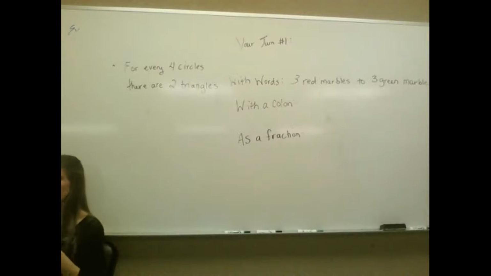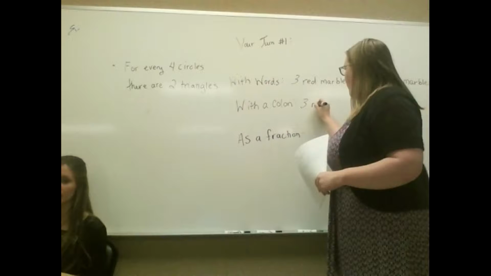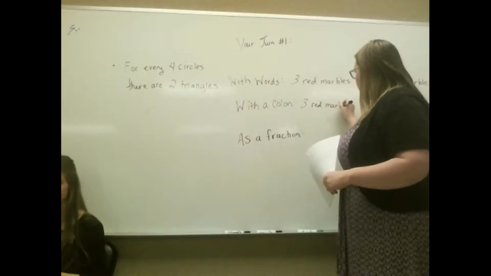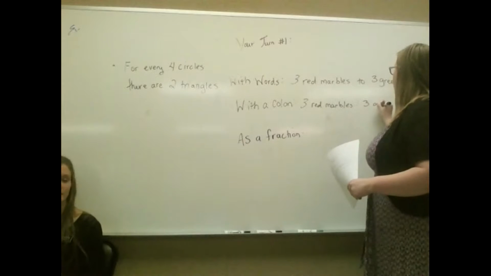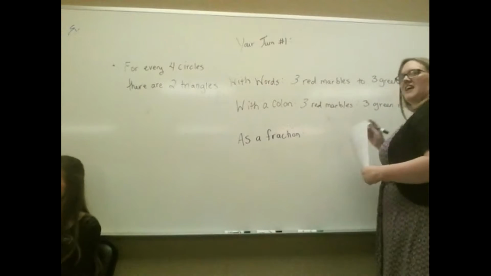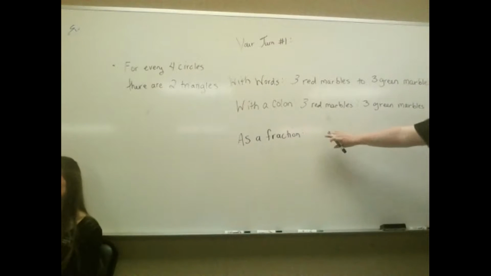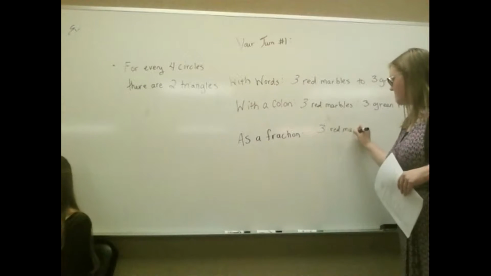All right, Jake, it's your turn. How did you write it with a colon? All right, 3 red marbles, colon, and then 3 green marbles. Next time we're talking about boxes because that's shorter than marbles. All right, and we are at Taylor. How did you write it as a fraction? 3 red marbles over 3 green marbles. Right.